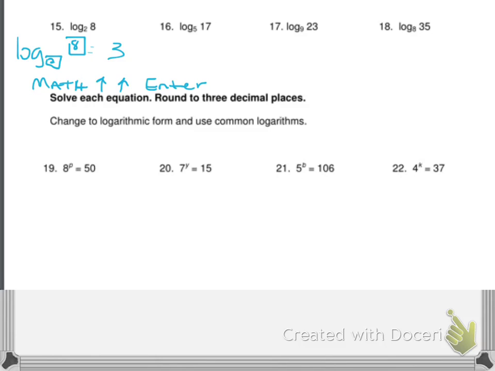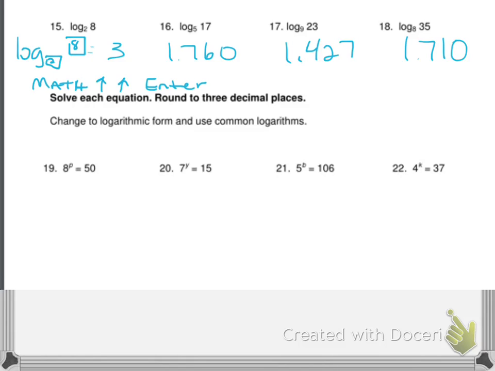So it's the Math, up arrow, Enter. And it says log base. It's the log base function of your calculator. So give those a shot and then check your answers. Okay, so here are your 3 answers for 16, 17, and 18. So check those and make sure you got them correct.